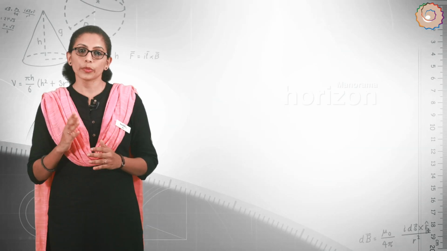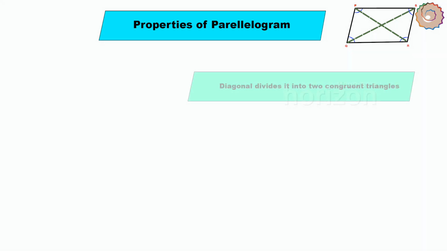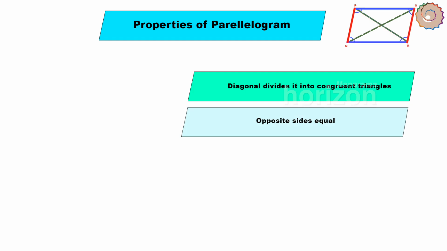Now, let's discuss the properties of a parallelogram. Parallelograms have some interesting properties based on their diagonals, sides and angles. First property, a diagonal of a parallelogram divides it into 2 congruent triangles. Diagonal PR divides PQRS into 2 triangles, triangle PQR and triangle PSR. Second property, opposite sides are equal. PQ is equal to SR, QR is equal to PS.